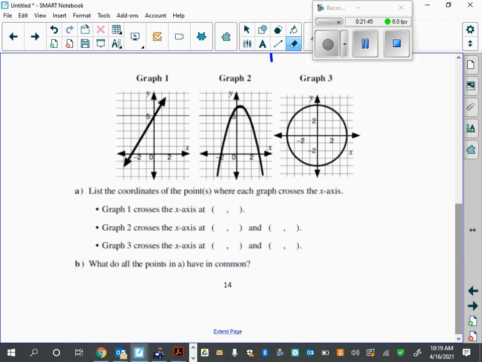It is hard to draw small. 2, 0, 0, 3. All right, is that the point you got?